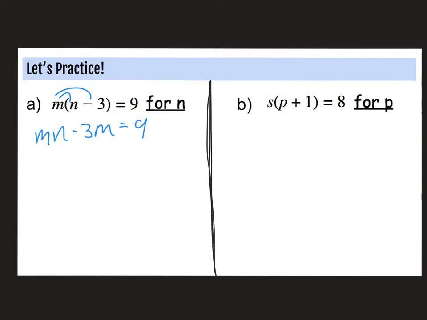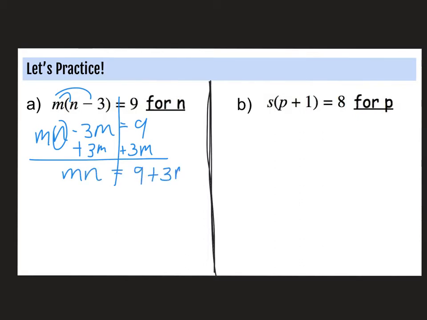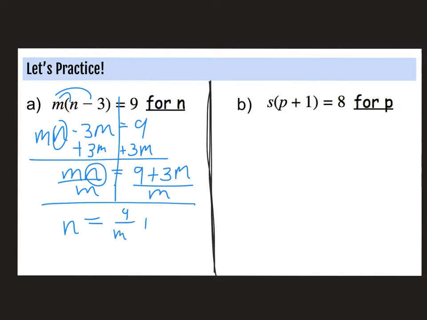So again, we're looking to solve for n. So let's go ahead first and plus 3m to the other side here, leaving us then with mn equals 9 plus 3m. We're trying to get n by itself, so now we need to divide by m on both sides, and we need to divide the entire side by m, leaving us with n equals 9 divided by m plus 3m divided by m, where the m's are going to go away, leaving us with 3. So we do get the same answer. I would say that first method's a little bit easier, a little bit quicker, but definitely both will work.